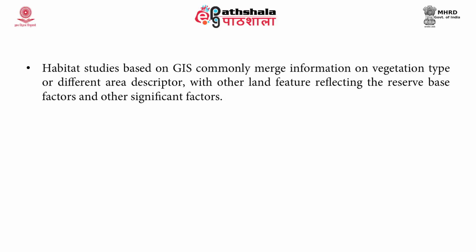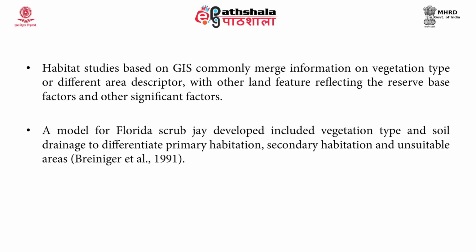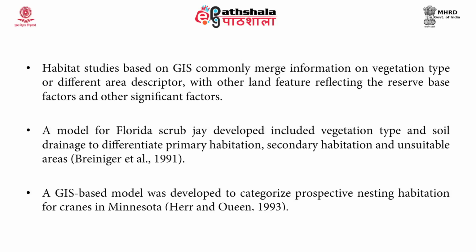Habitat studies based on GIS commonly merge information on vegetation type or different area descriptors with other land features reflecting the reserve base factors and other significant factors. For example, a model for the Florida scrub jay developed by Brinegar and his team included vegetation type and soil drainage to differentiate primary habitation, secondary habitation and unsuitable areas. A GIS based model was also developed by Hare and Queen in 1993 to categorize the prospective nesting habitation for cranes in the Minnesota area of USA.